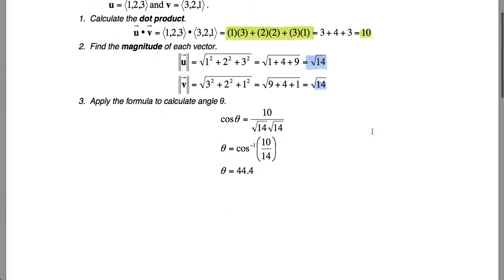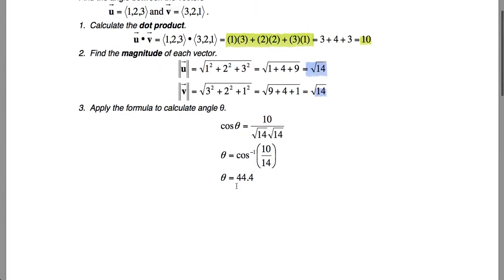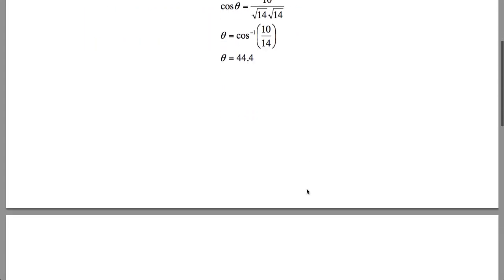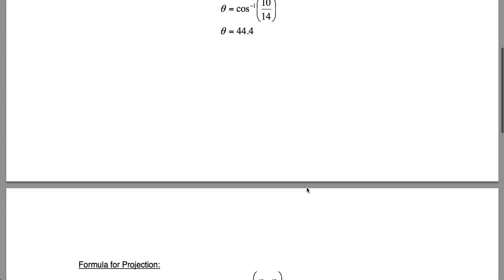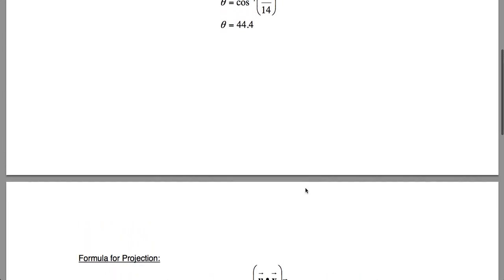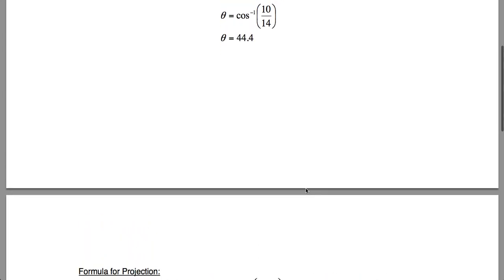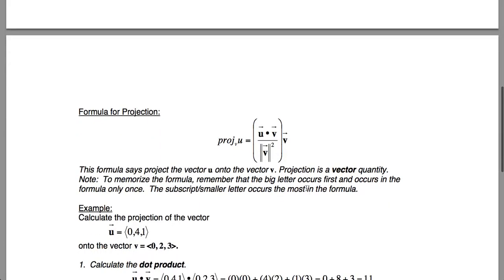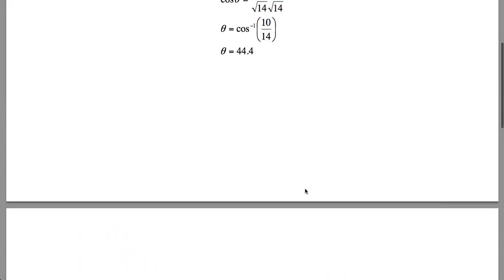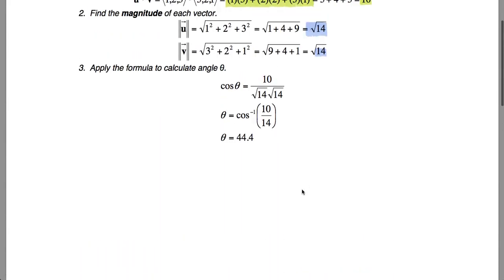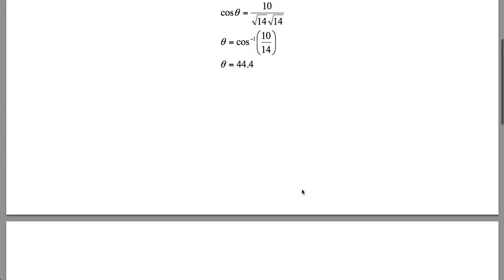In this case, it's not one of the known reference angles that we deal with often, and you get 44.4. Okay? So you can see how the dot product can be used to calculate the angle between two vectors. It can also be calculated for the projection. Okay? And you know what? I'm going to save projection for its own little video.